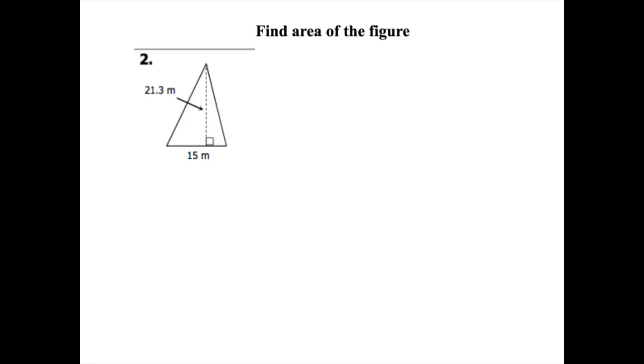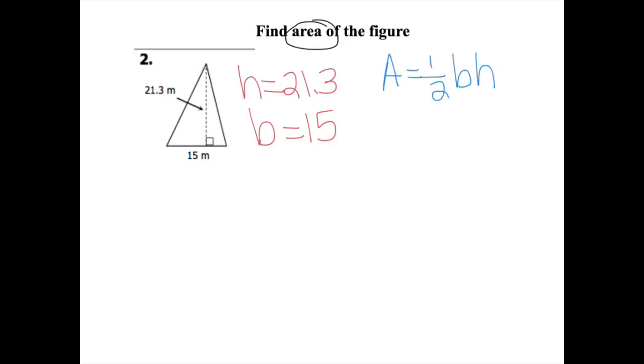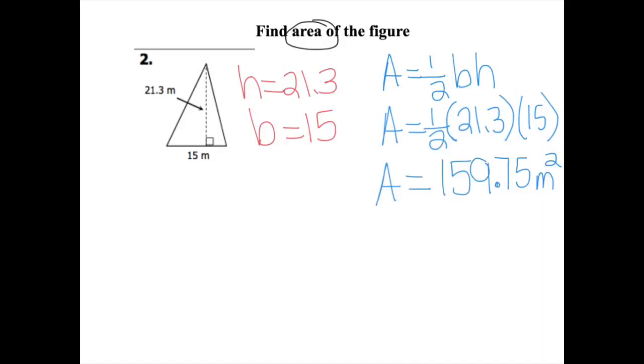Problem example number 2. What are we going to do? We're going to find the area. In this particular case, we are given the height, which is 21.3, and we're given the base, which is 15 meters. All right, let's find the area. We start by writing down the formula. We substitute the given information, and we find out that the area is 159.75, and don't forget your units, meters squared. Area is always in square units.